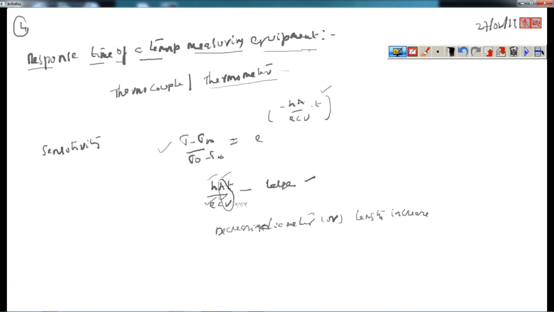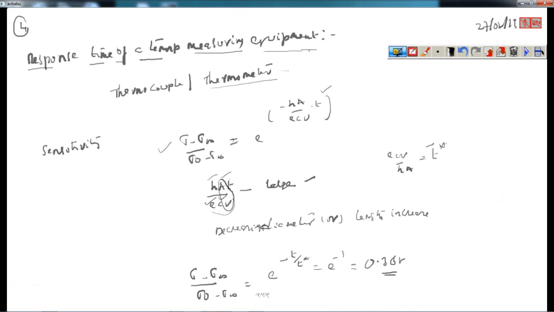Therefore, let this ratio hA by rho cV be termed as a function of time t. Then (T minus T infinity) divided by (T zero minus T infinity) is equal to e to the power of minus t by t star, where t star is rho cV by hA. At t equal to t star, this is e to the power of minus 1, which is equal to 0.368.